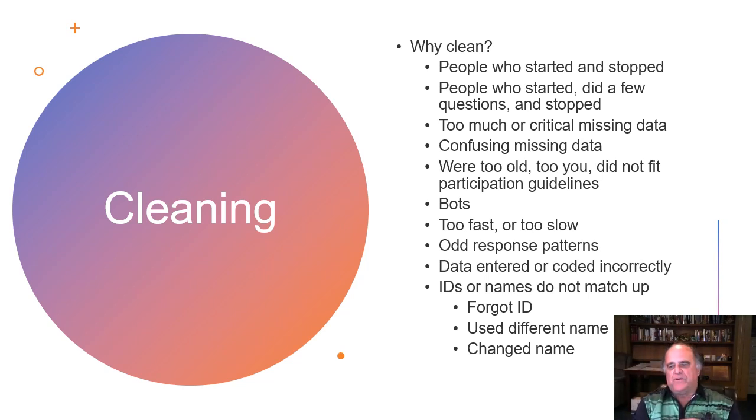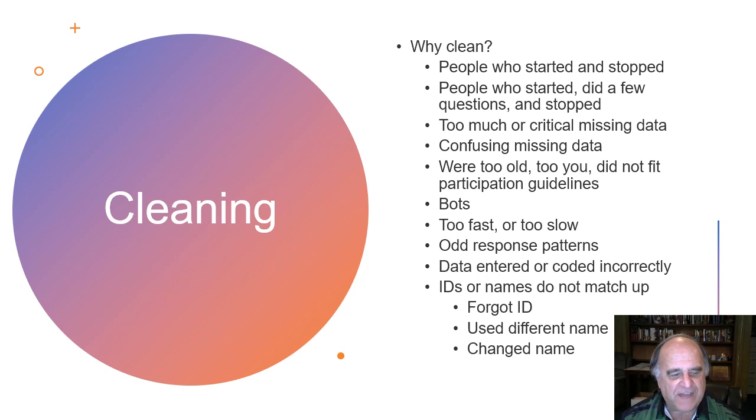You could have people respond too quickly. You could have people respond too slowly. You could have odd response patterns, response patterns that don't make sense. Somebody responds 5 to every question. Somebody responds 3 to every question. Of course, you could have other kinds of odd responses, like somebody goes 1, 2, 3, 4, 5, 1, 2, 3, 4, 5, etc. So you can have lots of different odd response patterns.